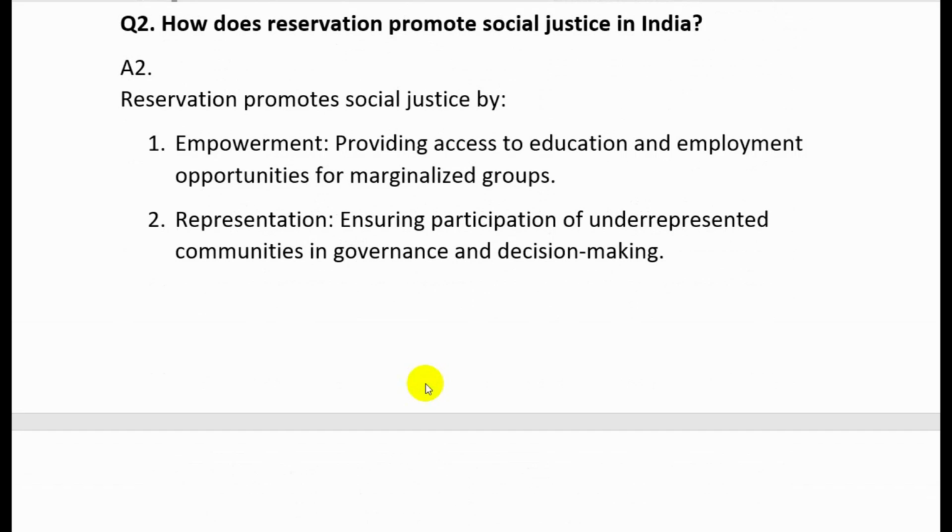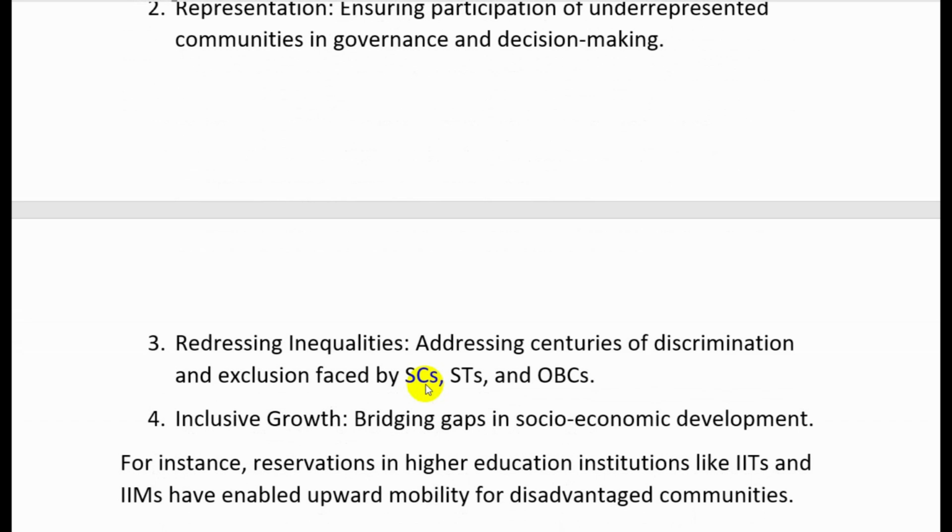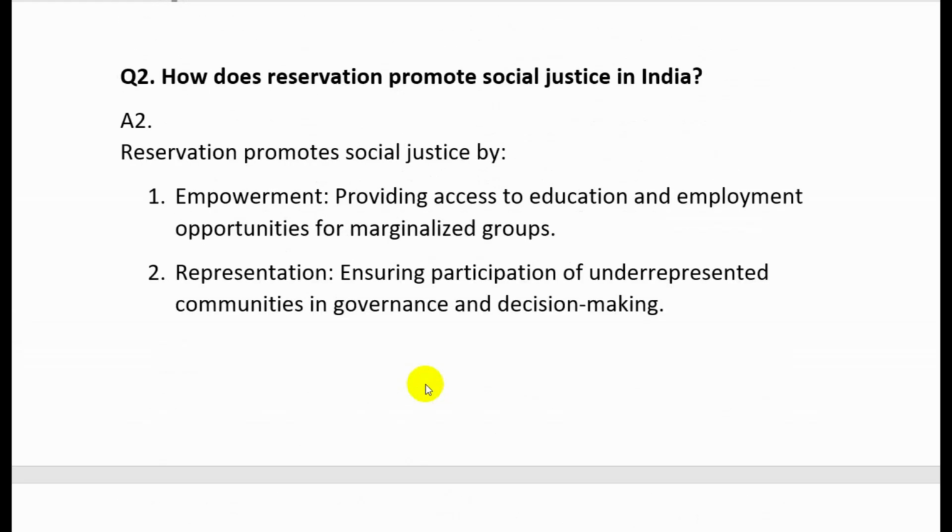Reservation promotes social justice by empowerment, by representation, by redressing inequalities, and by inclusive growth. Let's look at each one of them. Empowerment. Reservation provides access to education and employment opportunities for marginalized groups. That is, those groups which have been marginalized or not been able to come up due to multiple reasons in the society, whether they were poor or they did not have opportunities or whatever may be the case. But these are marginalized people.